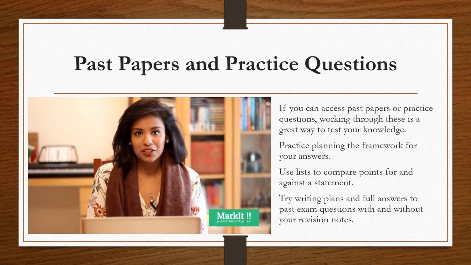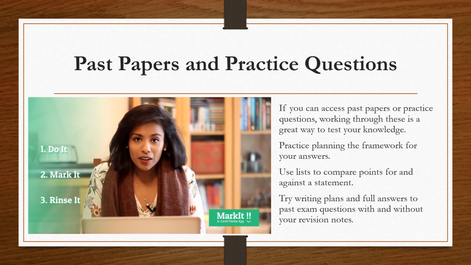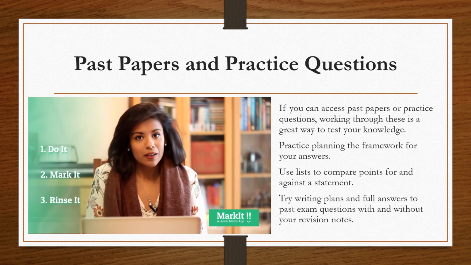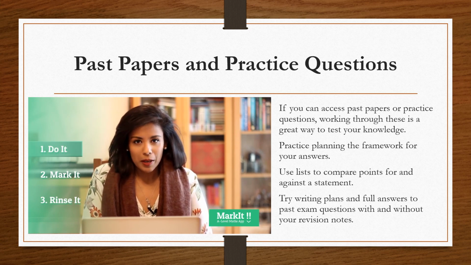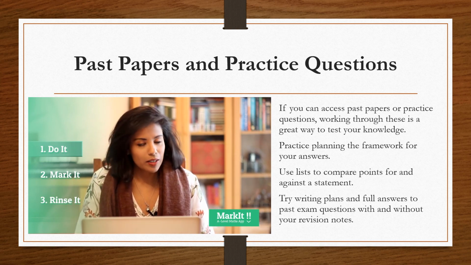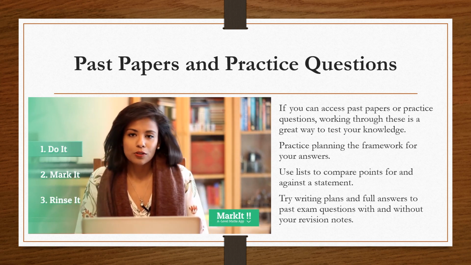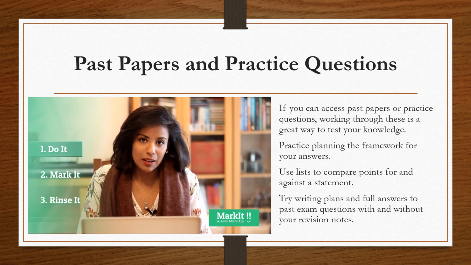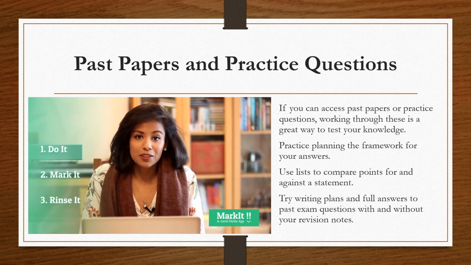The process has 3 stages. You do a paper, you mark a paper, and then you rinse a paper. Now, let's look at the doing of the paper. First of all, you have to do past papers. It goes without saying. They're all available online. There is no excuse not to do them. It is the bare minimum for any exam. So get your hands on past papers and do them.